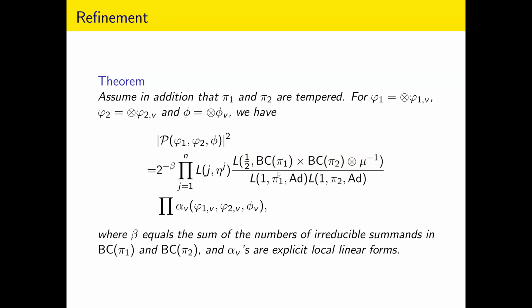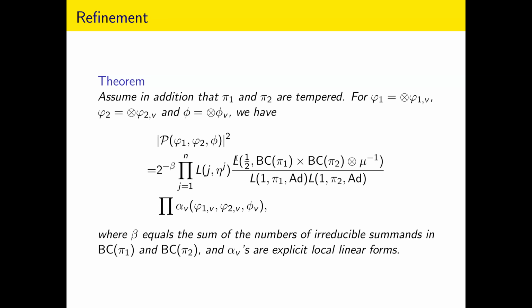So this is the main term. The next one is the central value of the tensor product L function over the joint L functions at 1. And finally, there's a product of local linear forms, and these are essentially the locally defined generators in that Hom space. So we can get this exact form.